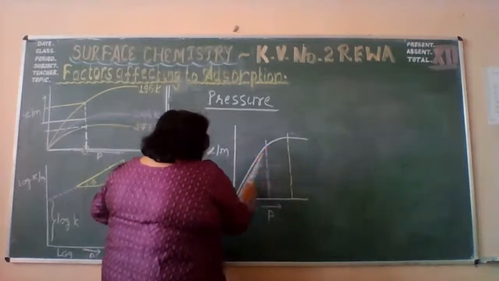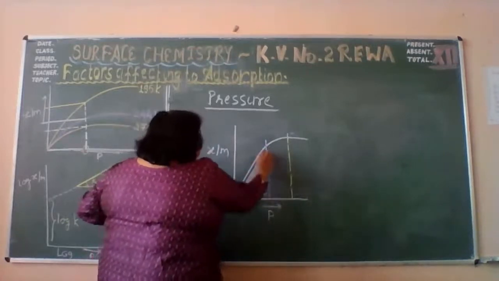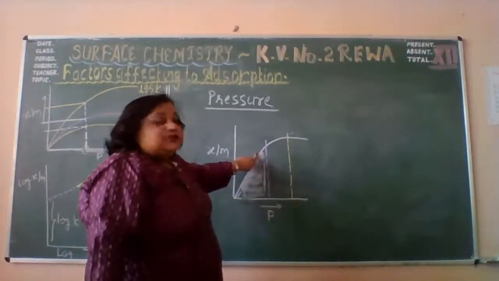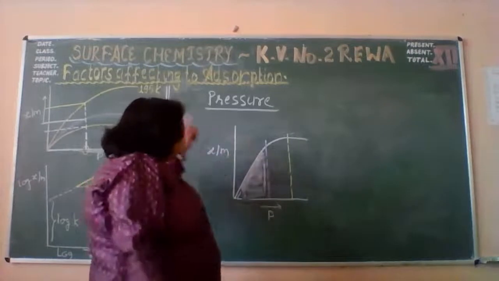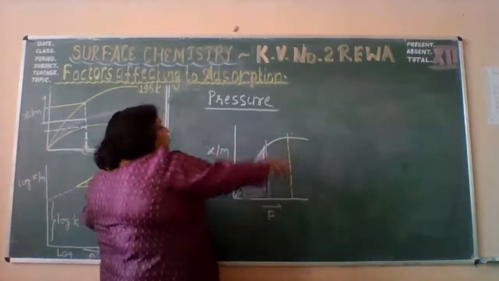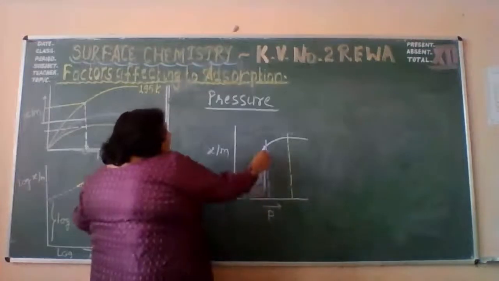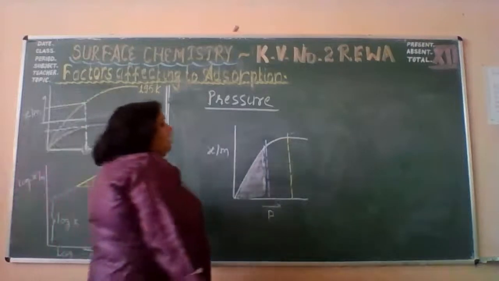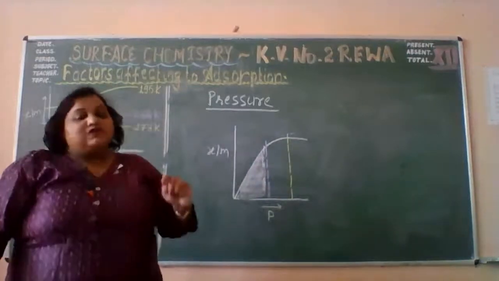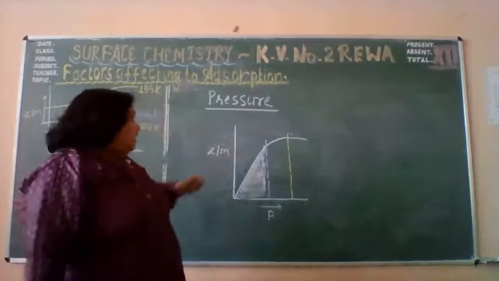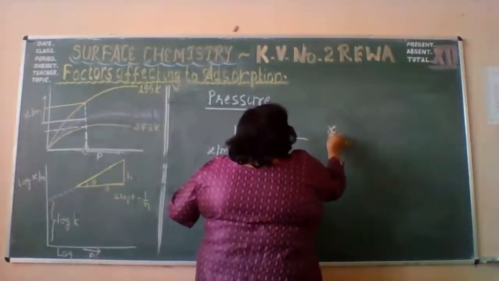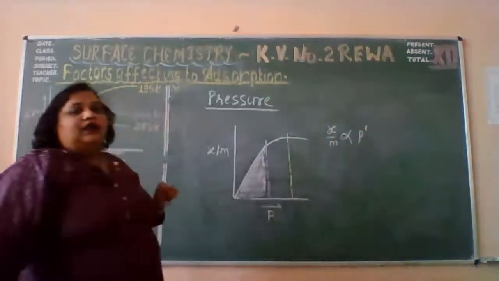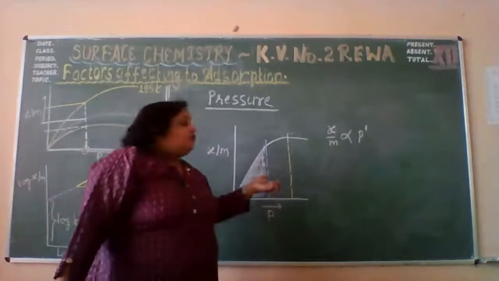This white part, you can see here, as you are increasing the pressure, the x upon m is also increasing, and it is a straight line up to here. At this point, this is the straight line, right? Up to this area, this is a straight line. That means how you can correlate. In the kinetics chapter also, you have seen the relationship for the graph, that x upon m is directly proportional to the p to the power 1. There also I have discussed lots of time this graph.